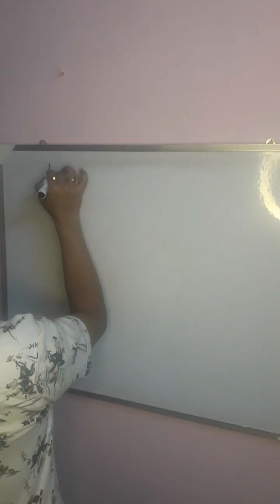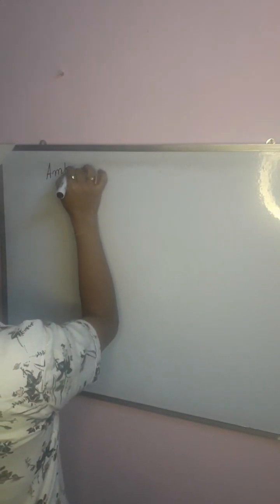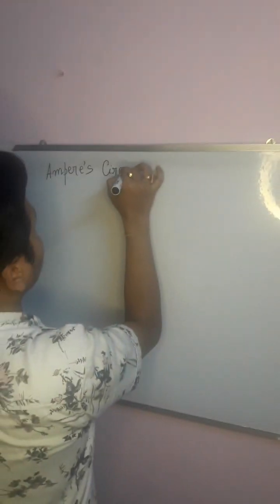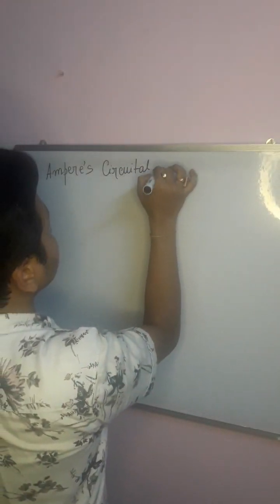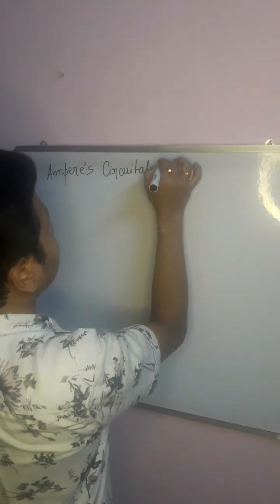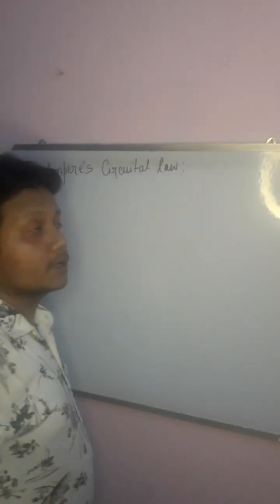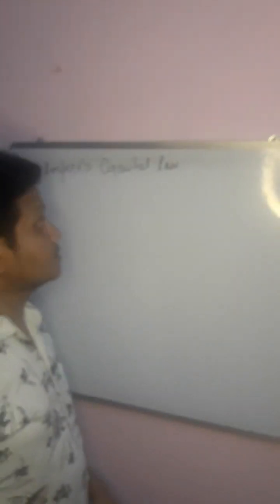Now in today's lecture I shall discuss Ampere's circuital law. Okay, that is the fourth lecture of electromagnetism. Now what does this law state?